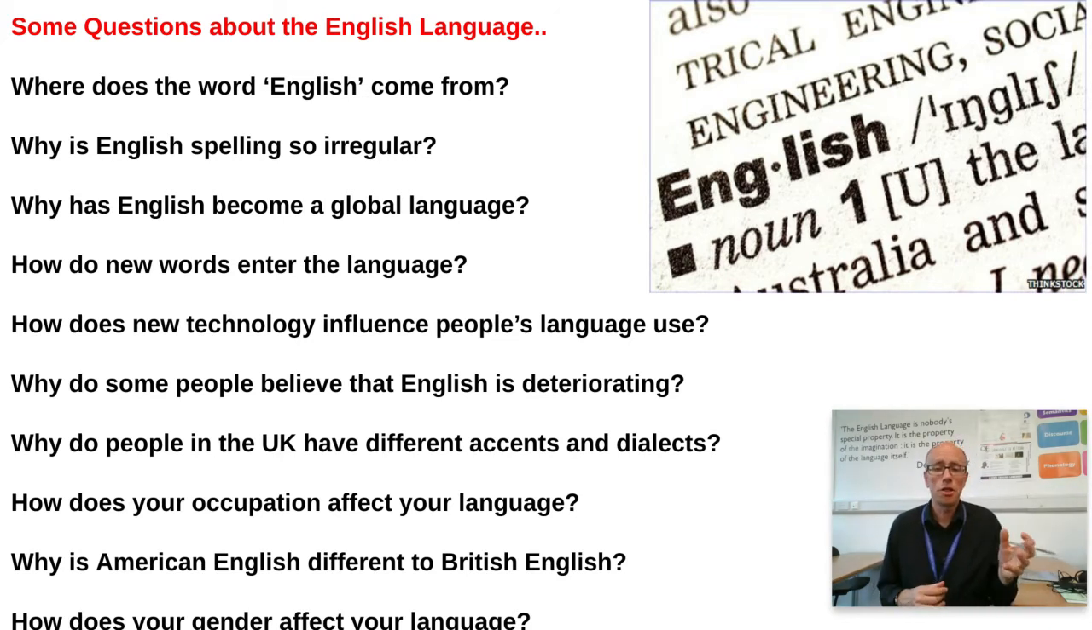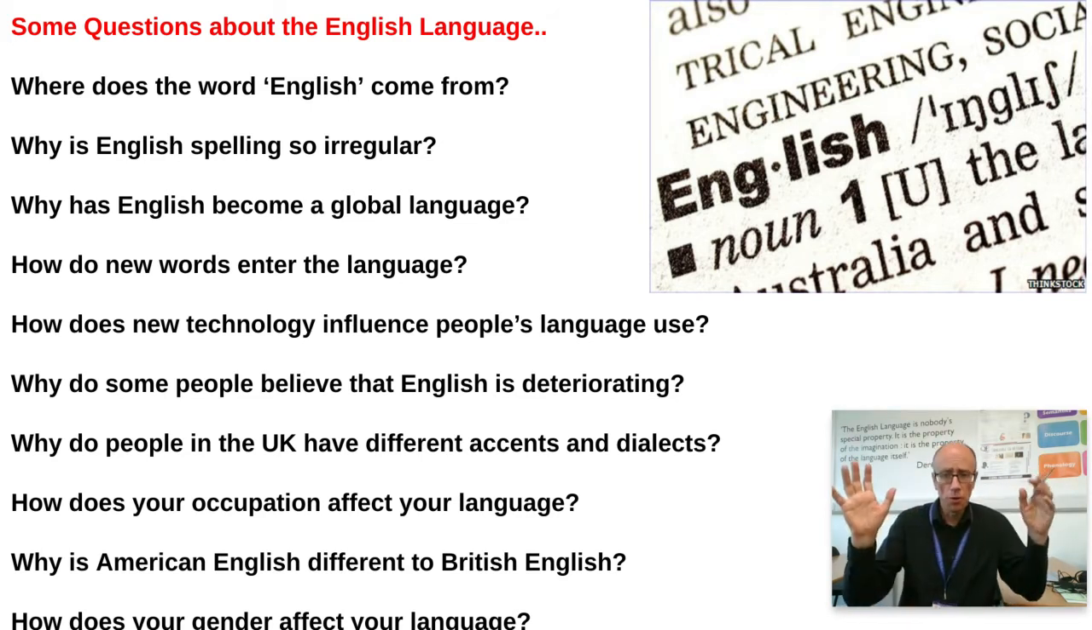We look at occupation. For example, how a lawyer speaks differently to a cleaner, or a soldier speaks differently to an estate agent. And we look at the uses and misuses, I suppose, of jargon and euphemistic uses of language.